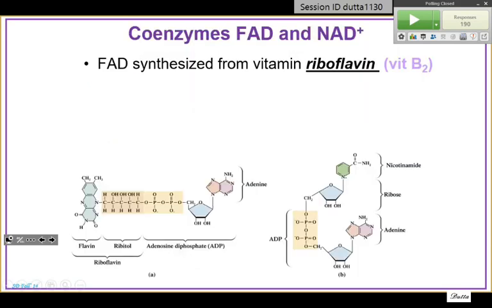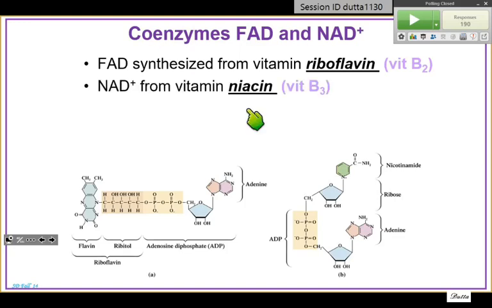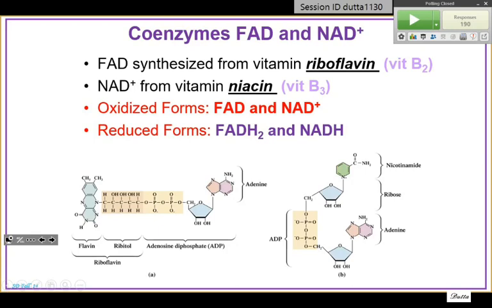So this is the FAD. FAD comes from vitamin B2, called riboflavin. In a similar way, NAD plus comes from niacin, vitamin B3, which you can buy over the counter. These two are very important in the metabolic processes. Metabolism cannot happen properly if someone lacks these two. Oxidized form means FAD and NAD plus, as I said. Reduced form means FADH2 and NADH.